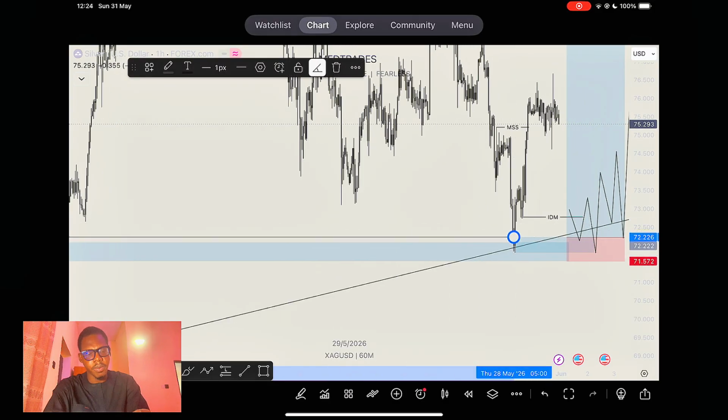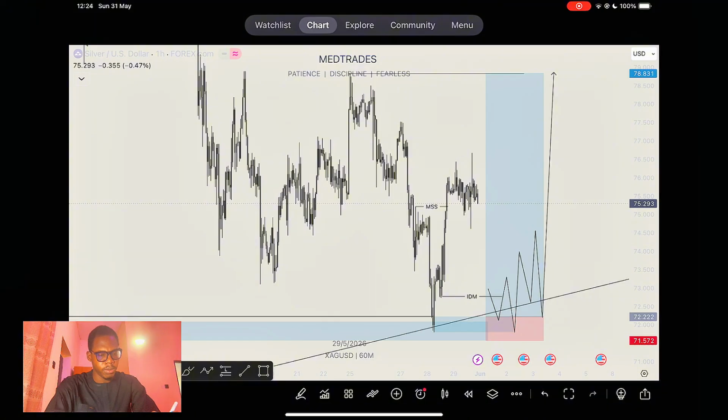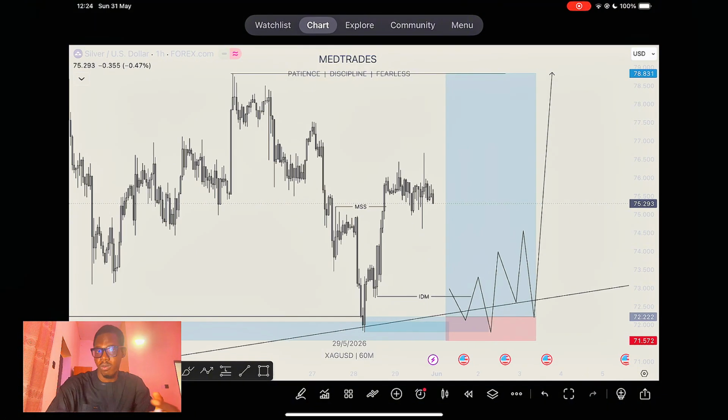So I'm expecting that price should dip into this level. It depends on how the market opens on Monday. If I see a rush, I'll wait for a confirmation. I'm not entering at night. I always take my trades during London sessions, starting from London and New York sessions. I don't trade during Asian sessions. So if I see any dip or pullback here, I'll wait for a confirmation.